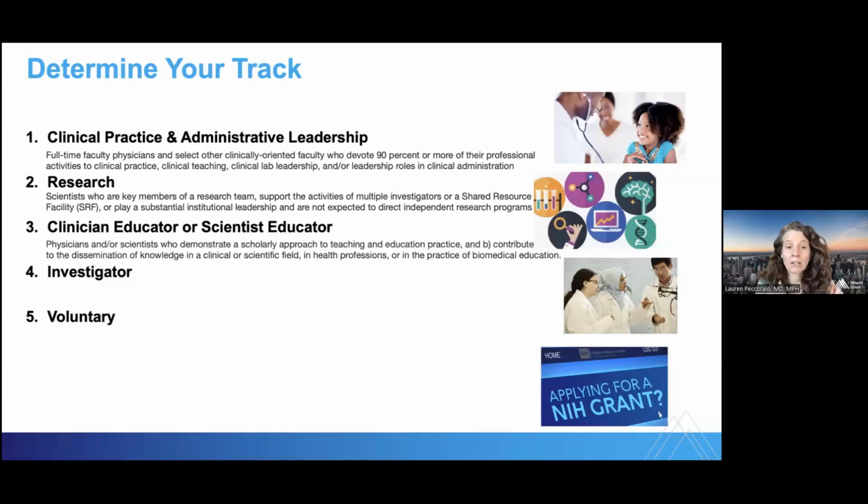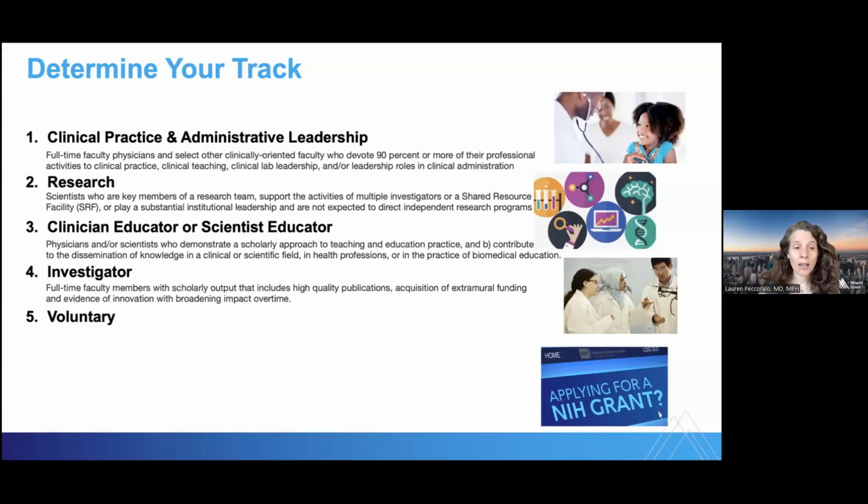Okay, clinical educator and or scientist educator. It's been a couple of years now, but this was formerly the clinician educator track. It was designed this way to really support both clinicians and scientists who focus largely in education. These are folks who demonstrate a scholarly approach to teaching and educational practice and contribute to the dissemination of knowledge in a clinical or scientific field, in health professions, or in the practice of biomedical education.